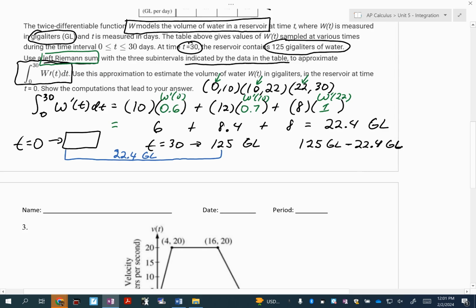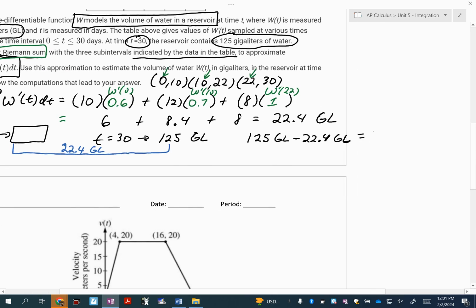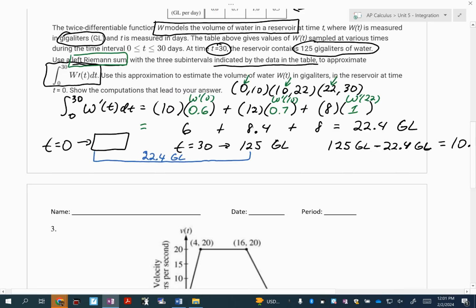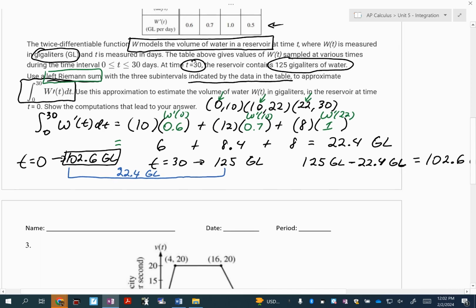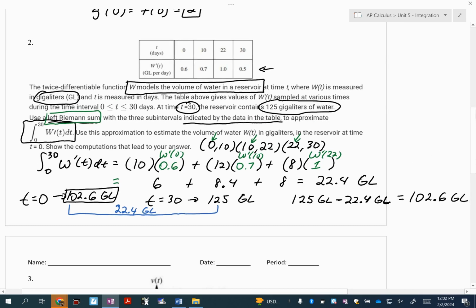So 125 minus 22.4 is going to be 102.6 gigaliters. That should be the starting amount here. So 102.6 gigaliters is our initial amount of water, or volume of water, in the reservoir. All right, so that's how you do number 2.